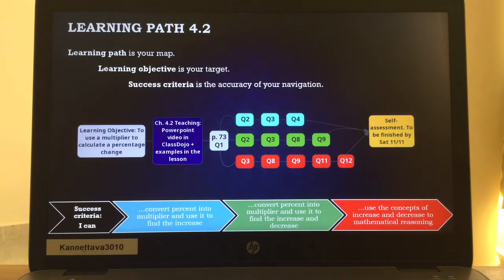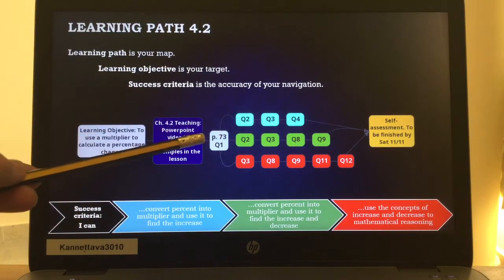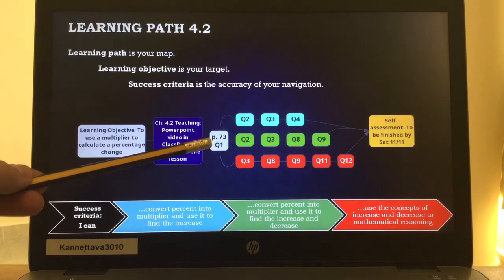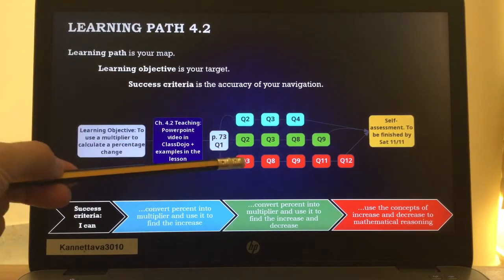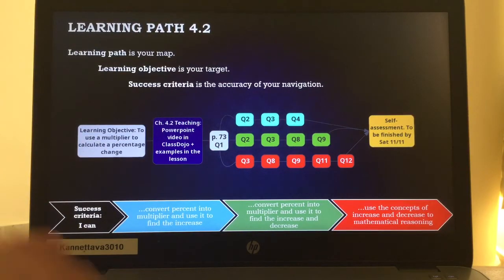Okay, let's take a look at the learning path for next week. This is kind of your map. The learning objective is your target, that's your goal, and the success criteria, which I have put here now, is the accuracy of your navigation towards your goal. So the 3 levels are there, starting with a common question, and then the basics, fundamentals, basics, and advanced questions.